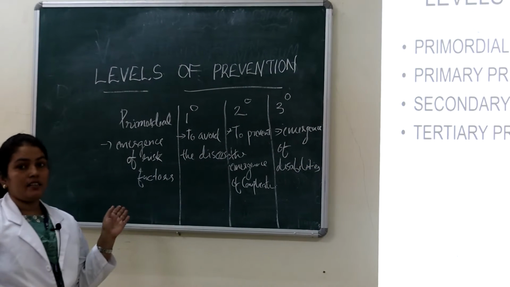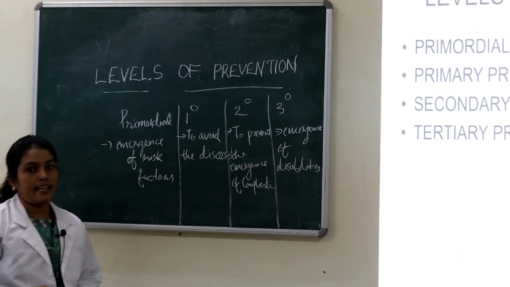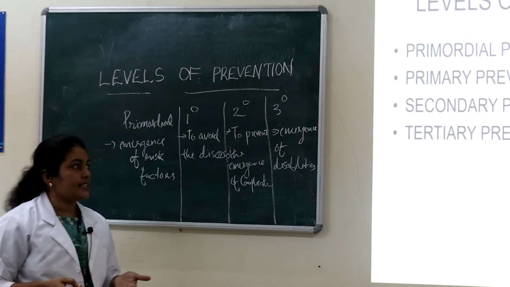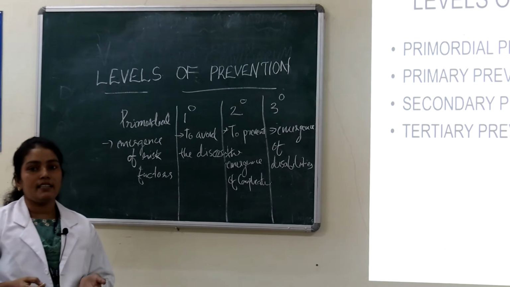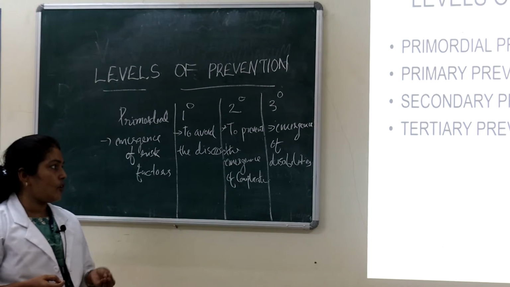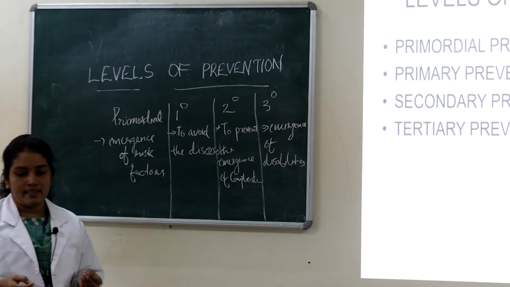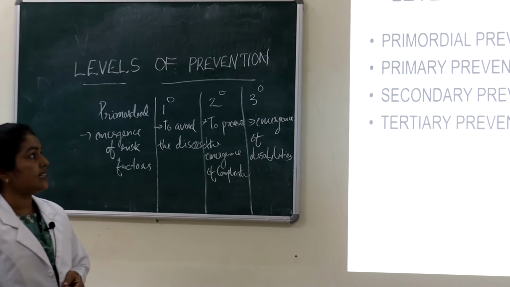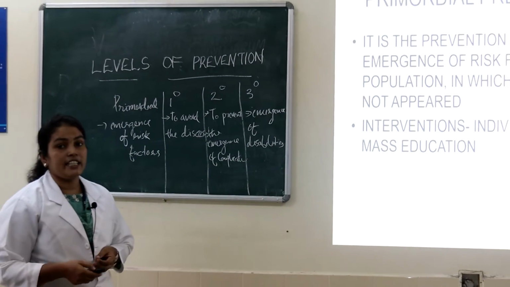In primordial prevention, we have to prevent the emergence of risk factors. In primary prevention, we have to prevent the diseases. In secondary prevention, to prevent the emergence of complications, and in tertiary prevention, in order to avoid the emergence of disabilities. So, next we can see every prevention in detail.